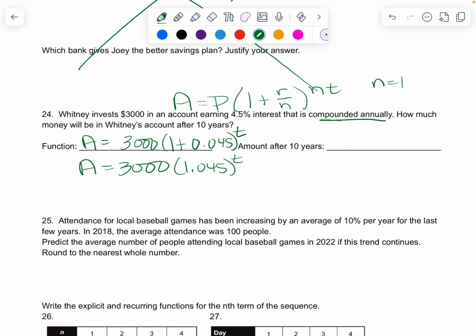Now, if I can get my calculator to work, then we're going to do 3,000 times 1.045 raised to the, and it says 10 years, and I get $4,658.91.